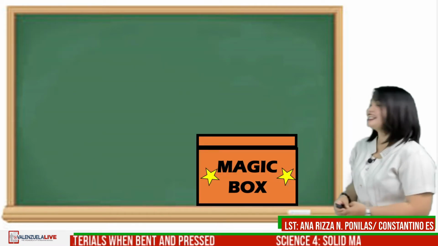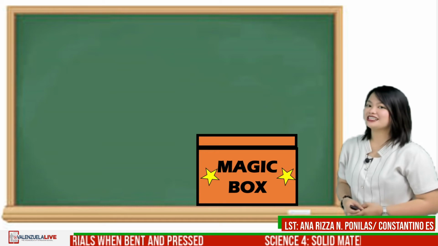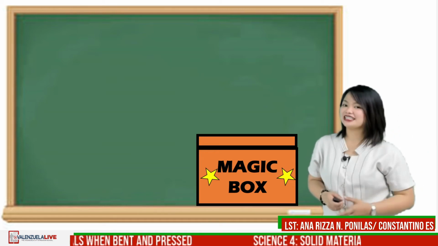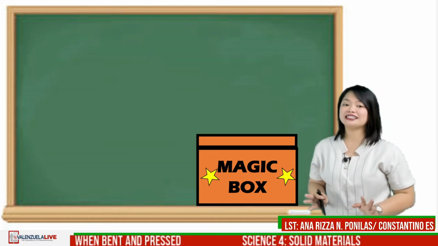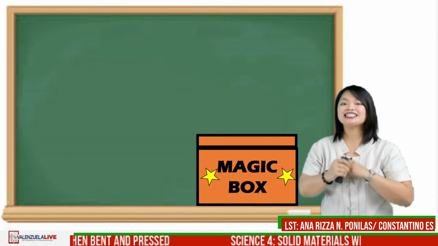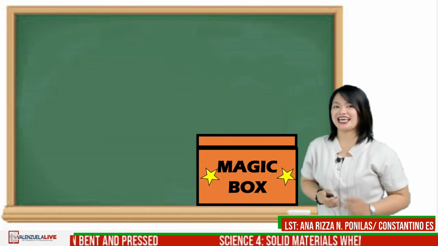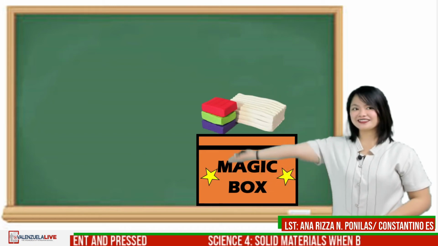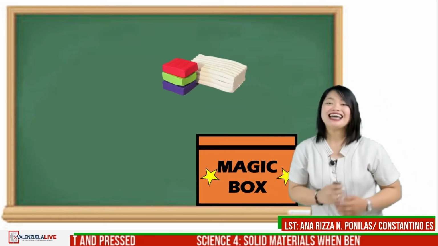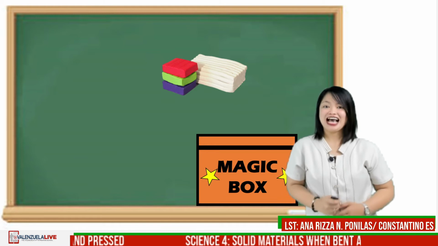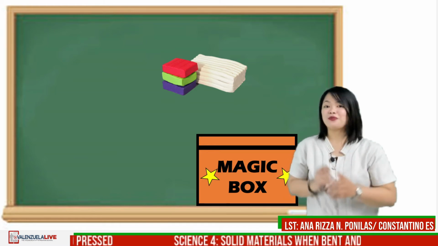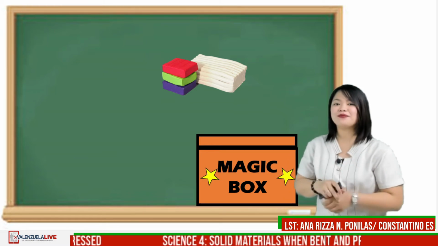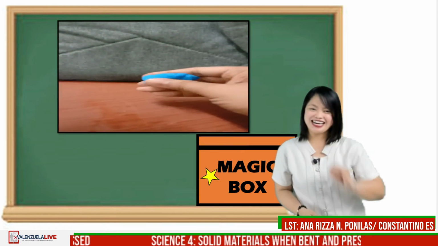Oh, there's another object on my magic box. Can you guess what it is? It has many colors. You can mold it any shape you want, and it is sticky. Awesome! It is modeling clay. As I said last time, we can mold the clay in any shape we want because it is pressed.